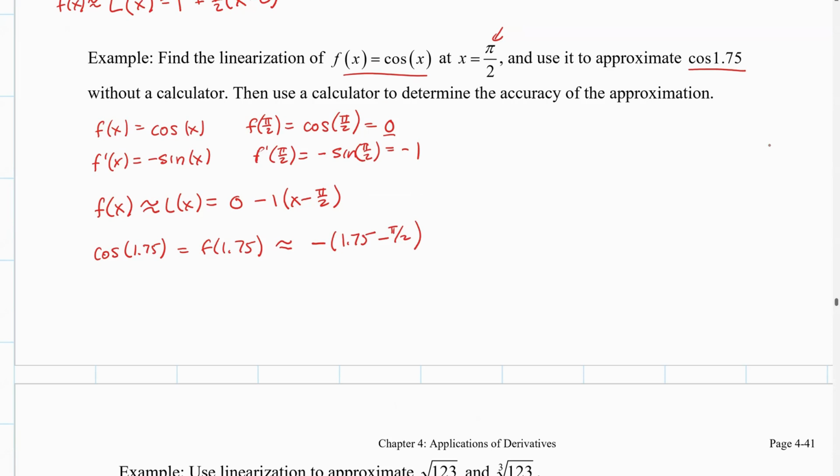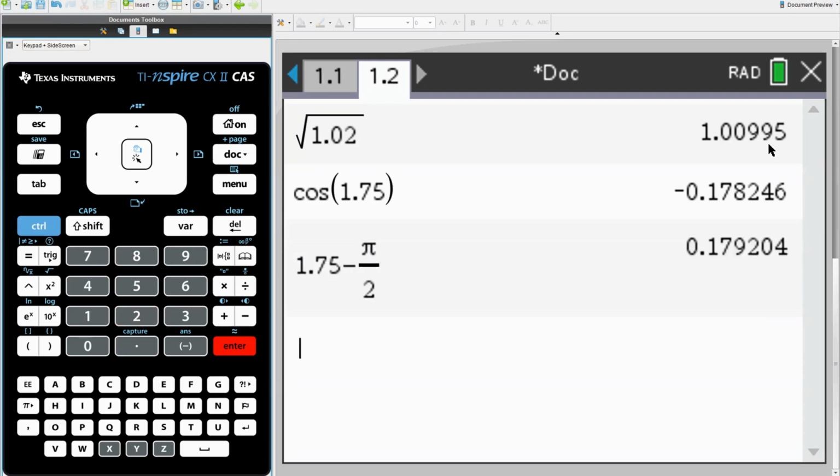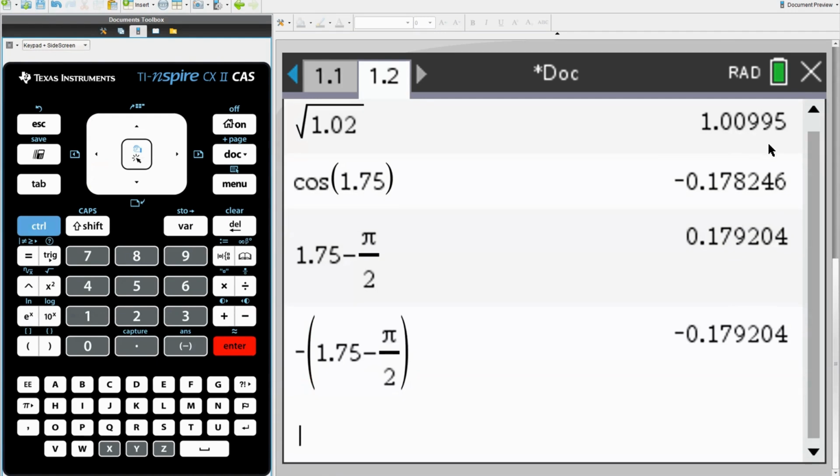And let's see how close we get. Cosine of 1.75 is that. And what did we say? 1.75 minus pi over 2. Okay, one's positive, one's negative. Oh, I'm sorry. The linearization was all of that, but there was a negative 1 out in front. There we go. So how close are they? Well, they're correct to two decimal places and within 1/1000th of a third decimal place. Pretty good approximation for not a lot of work.